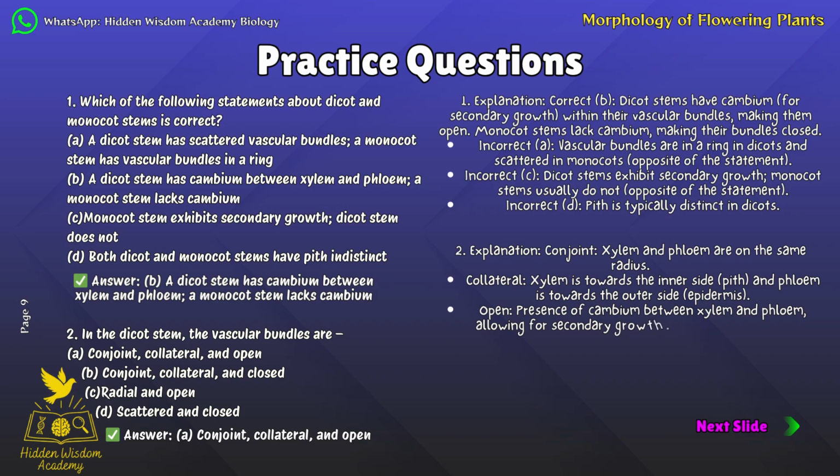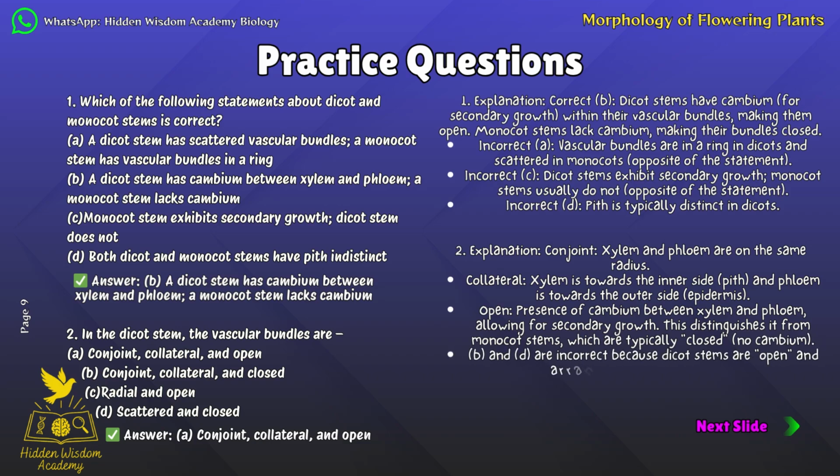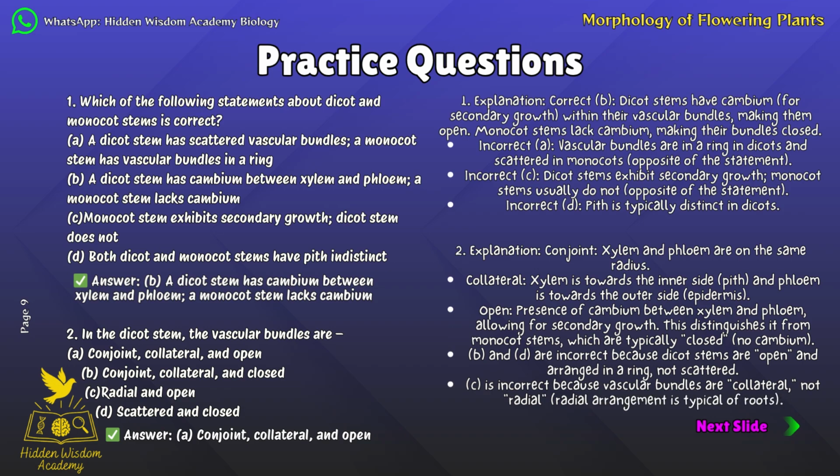Explanation. Vascular bundles are in a ring in dicots and scattered in monocots, so that statement is wrong. Dicot stems have cambium for secondary growth, making them open, this is correct. Monocot stems lack cambium, so their bundles are closed. Only dicot stems show secondary growth, so that statement is wrong. The pith is distinct in dicots, so that statement is also wrong. So, option B is the correct answer, that is, a dicot stem has cambium between xylem and phloem, a monocot stem lacks cambium.